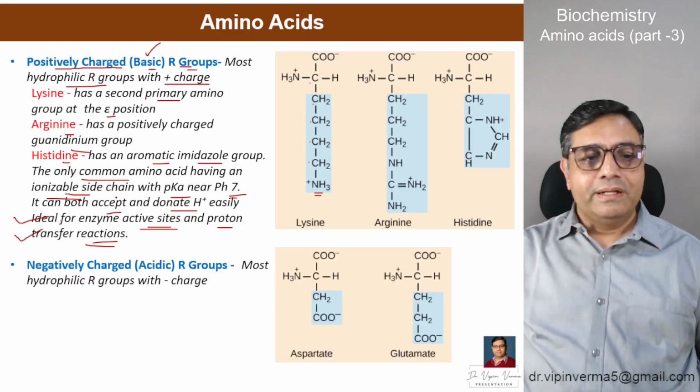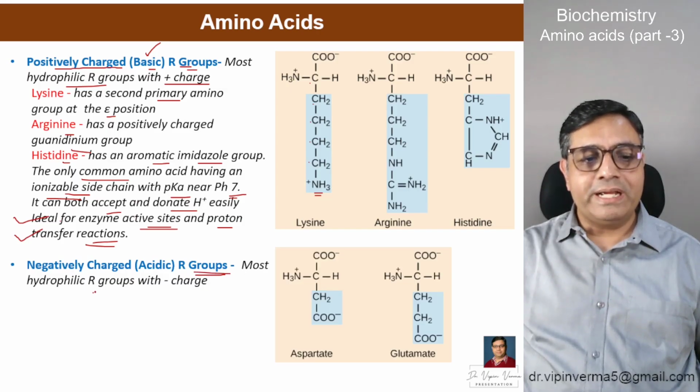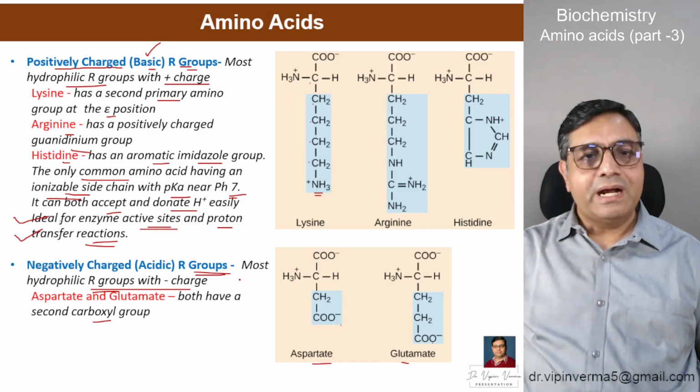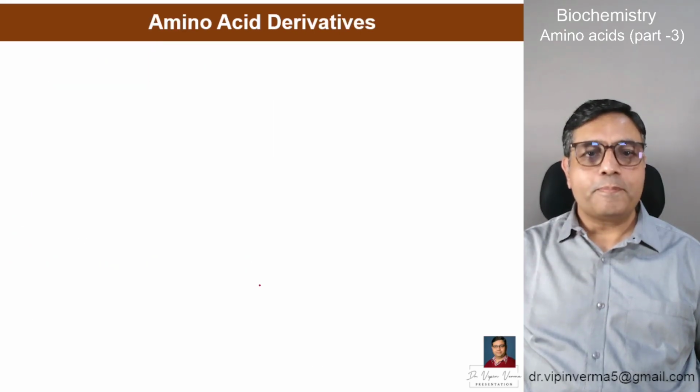Now, then we have the negatively charged R groups, and they are the most hydrophilic R groups with negative charge. And we have two examples here. One is aspartate, another is glutamate. Aspartate and glutamate both have a second carboxyl group. You can see here, one is here and one is here. All right. So that's how we divide, and we see how these amino acids can behave with water.